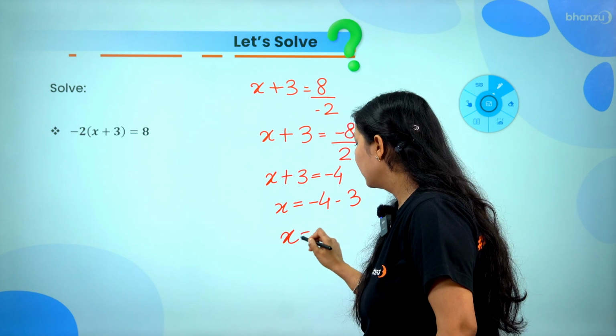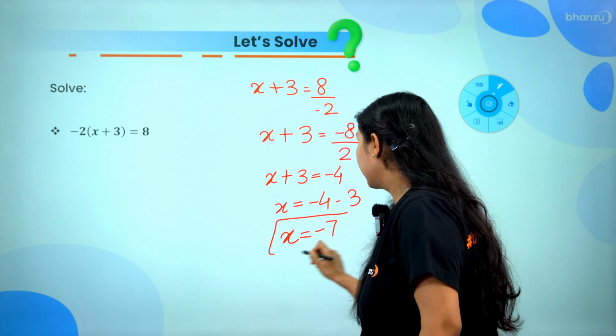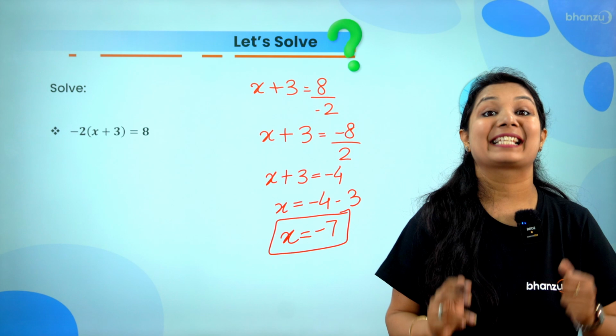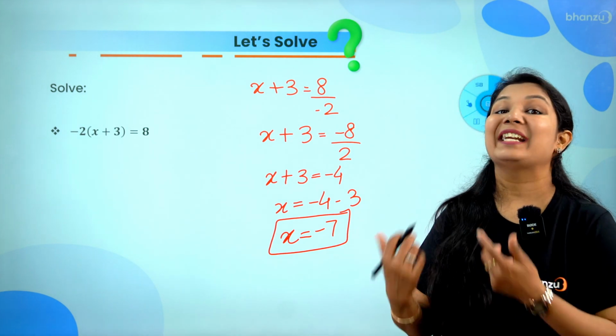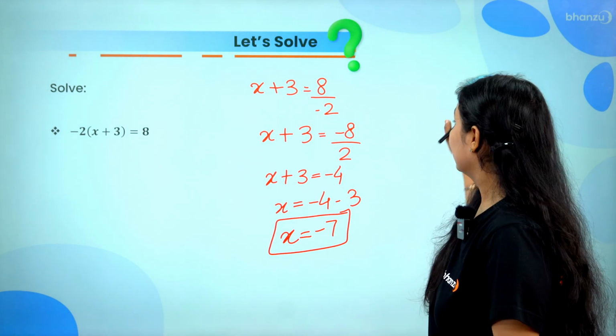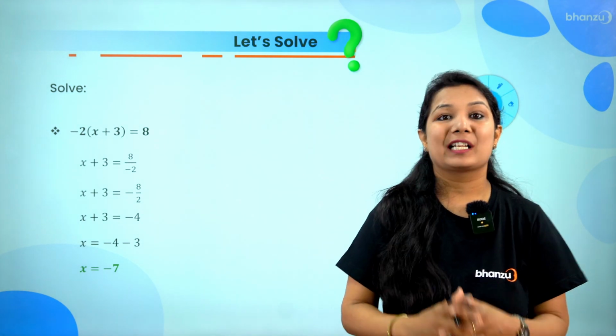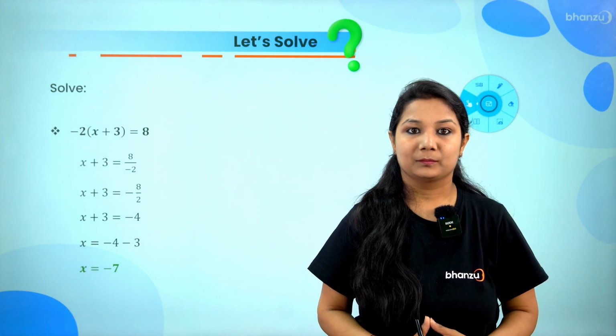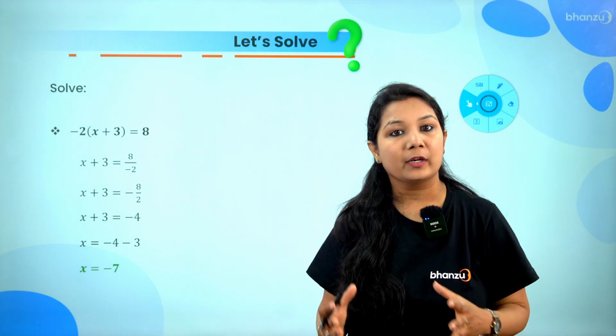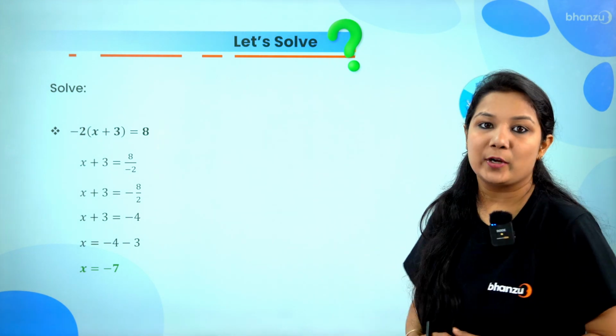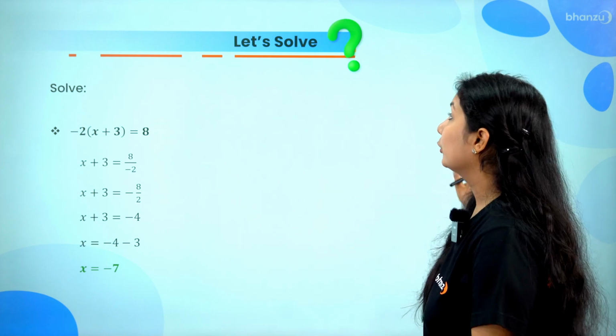Transposing. So what is the value of x which we are getting? It is x is equal to minus 7, applying the rules of integers, right? So this is how we solve the particular equation by the transposing method. I hope everybody got a hang of it now. Keep practicing equations by the transposing method and you will get it.